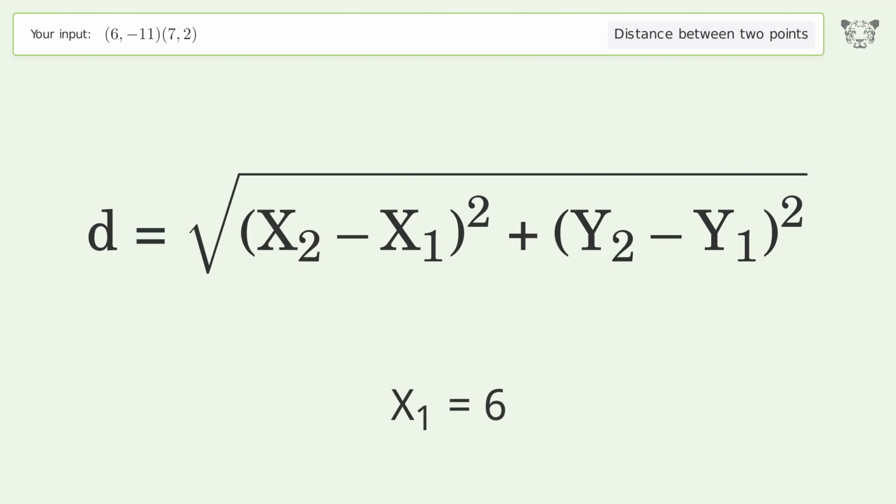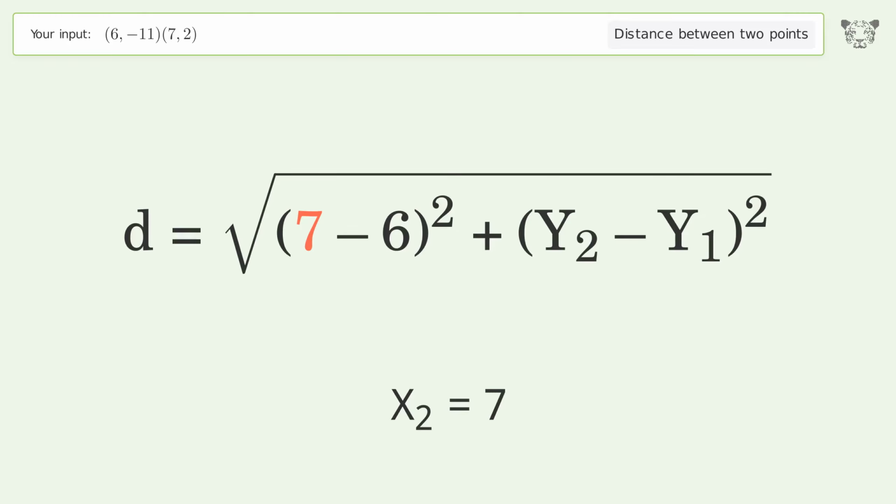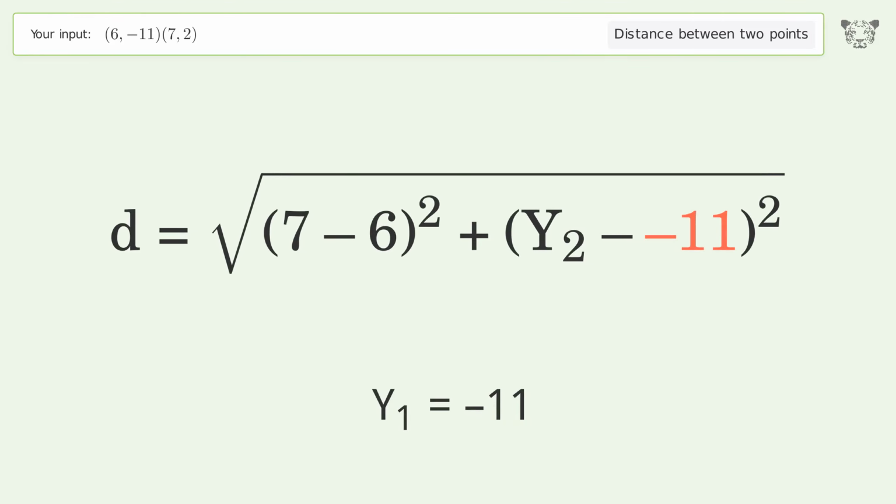x1 equals 6. x2 equals 7. y1 equals -11. y2 equals 2.